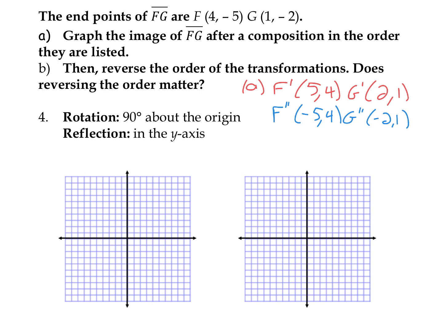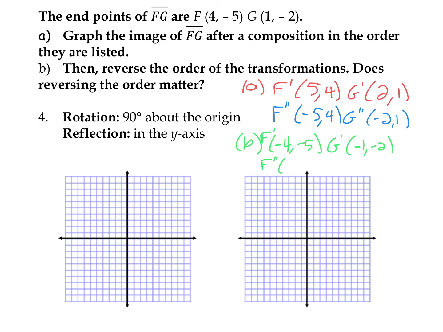And then for B, that means we're going to reverse the order. So first we're going to reflect across the y-axis. In this case, we switch the sign of the x-coordinate. The y doesn't change, -4, 5. This would be for F prime. G prime is going to be at -1, -2. And then for F double prime, now we're going to go 90 degrees around the origin.